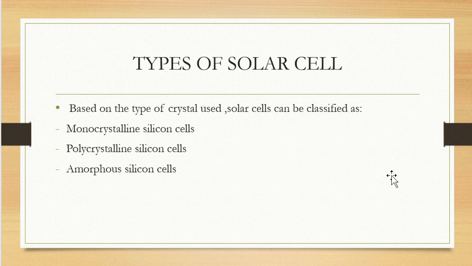Next is the types of solar cell. Based on the type of crystal used, solar cells can be classified as monocrystalline silicon cells, polycrystalline silicon cells, amorphous silicon cells.